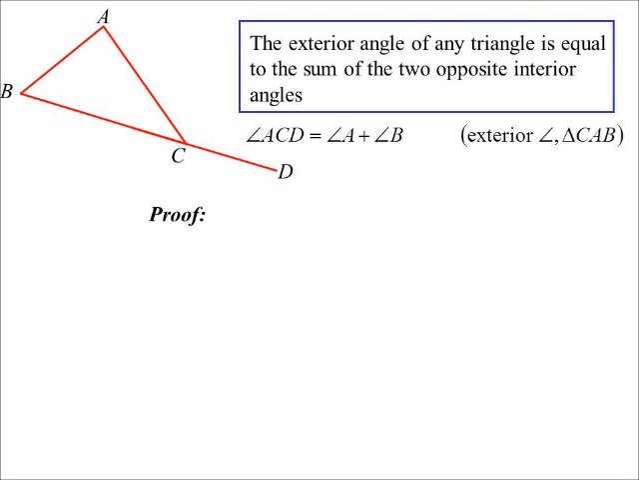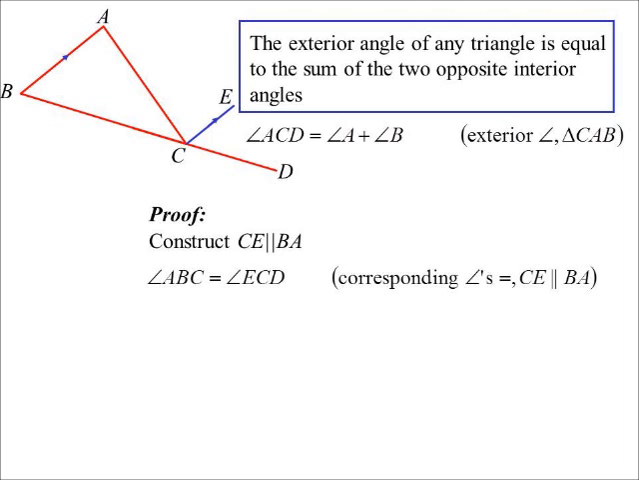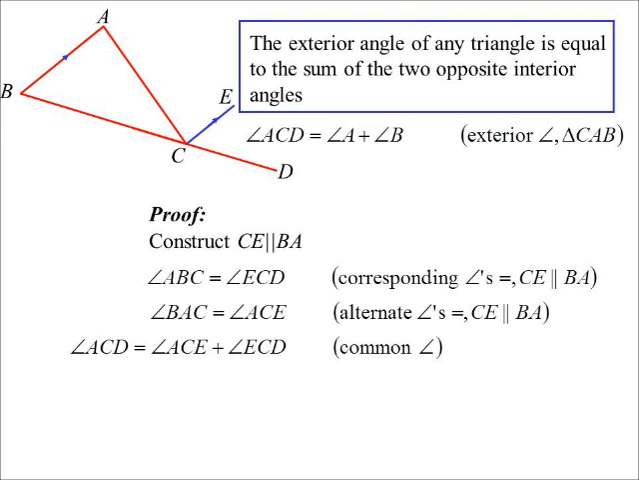So let's prove it. Again, I'm going to construct a new line there. So CE parallel to BA. ABC and ACD are corresponding. BAC and ACE are alternates. ACD, well, I can write that in two ways. I can write it as ACD, or it could be the sum of ACE and ECD. And so there we have it, substituting in.